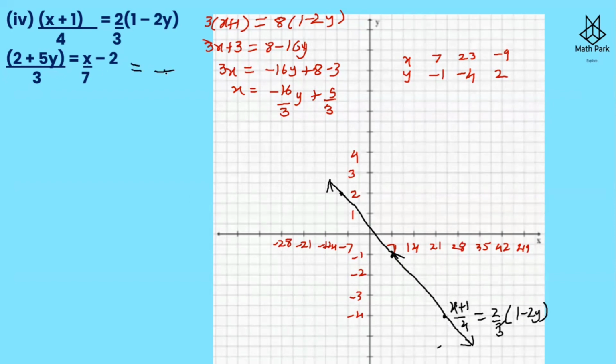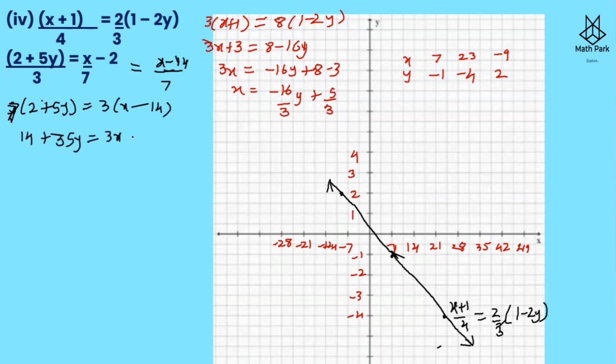So the LCM is 7 here. So you have x minus 14 upon 7, 7 twos are 14. So now cross multiply. You get 7 bracket 2 plus 5y is equal to 3 bracket x minus 14. So let us simplify. 7 twos are 14 plus 35y is equal to 3x minus 42. Now let us make x the subject.